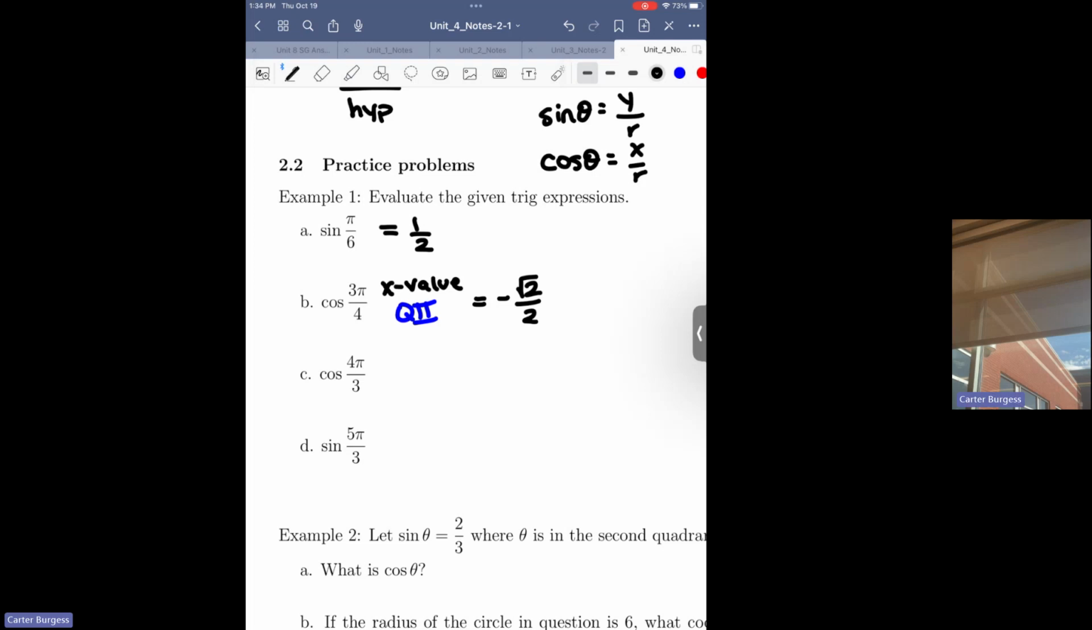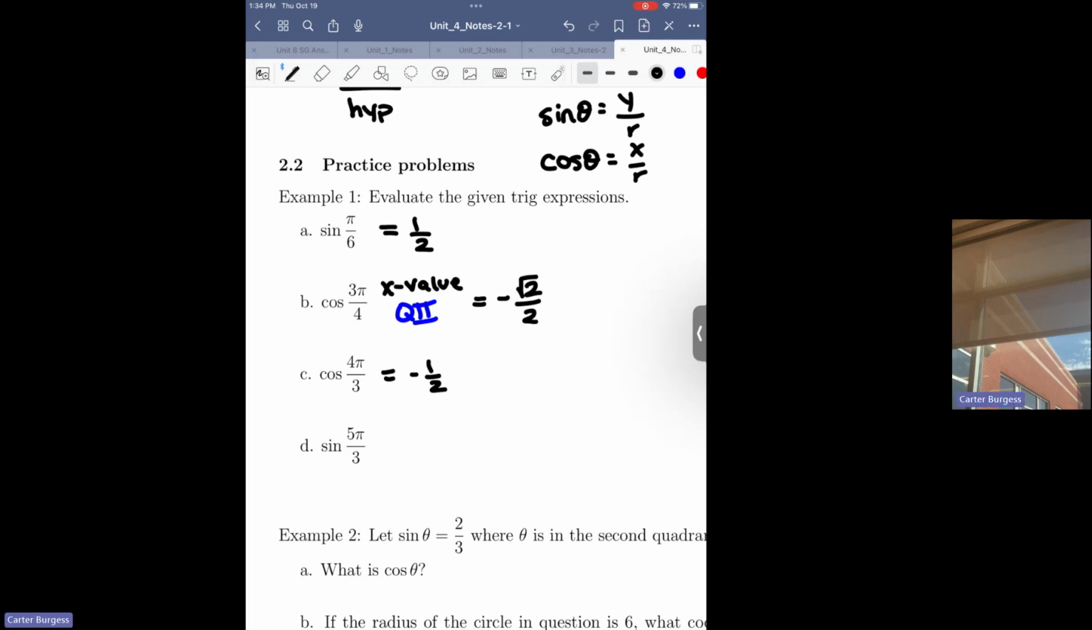All right. Cosine of 4 pi over 3. Are we looking at an x value or a y value? X value. And where does 4 pi over 3 live? Quadrant 3. And so we know that the x value is going to be negative. So we're going to have a negative x value here. And what is the x value that is associated with pi over 3? 1/2. So negative 1/2.